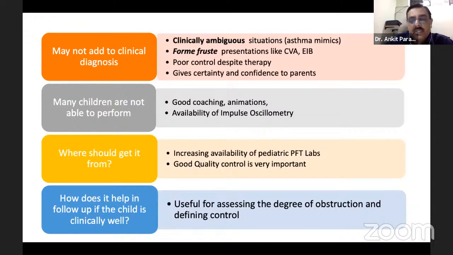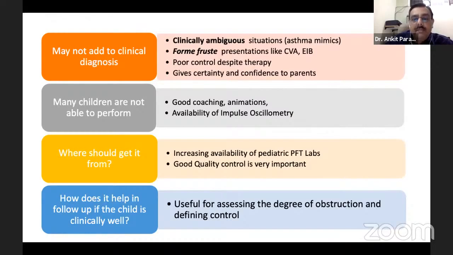There are more pulmonologists available, but it should be done from a good quality lab, especially one that is doing pediatric spirometries, because if anyone does it and the quality is bad, then you're going to lose faith in the investigation, and that's not good. So it should be done from a good place, that is for sure.